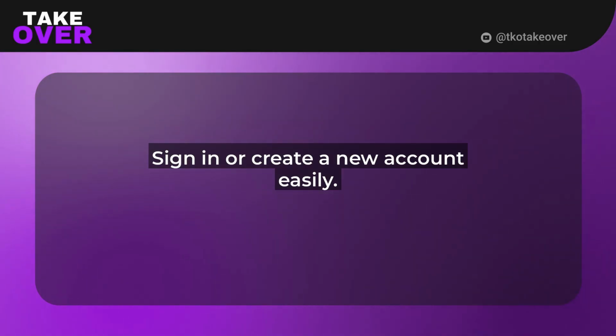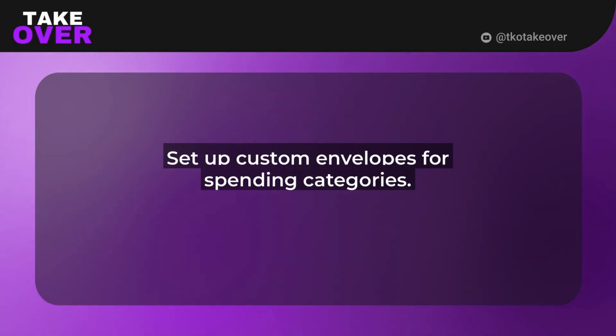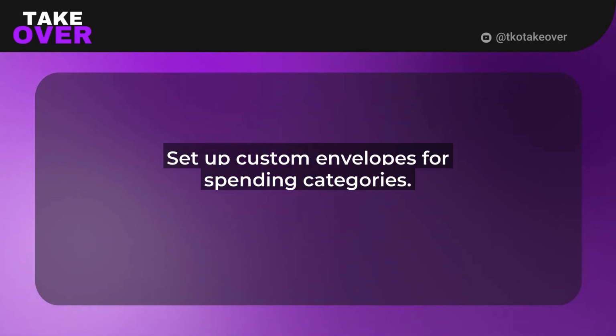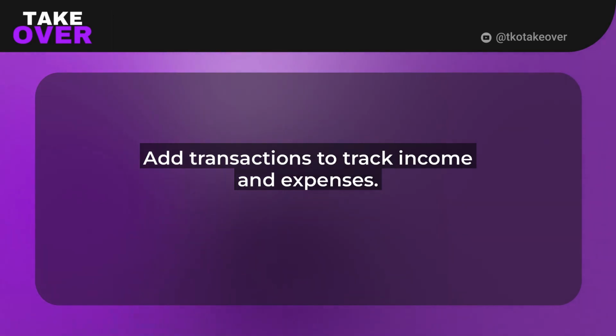Now that you're logged in, let's set up your envelopes. These are like digital wallets for each spending category. Click on the Envelopes tab, and you'll see options to add new ones. For example, create an envelope for dining out and set a monthly limit based on your budget. Goodbudget makes it easy to customize these to fit your lifestyle.